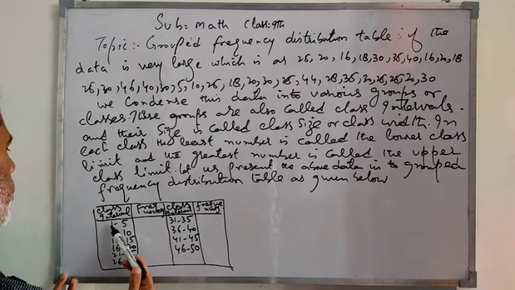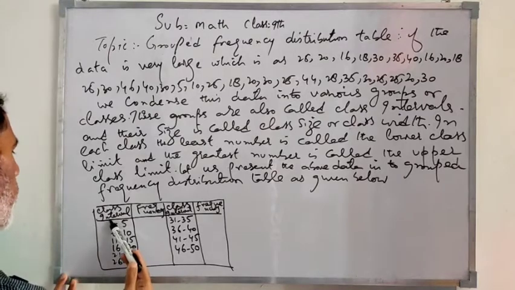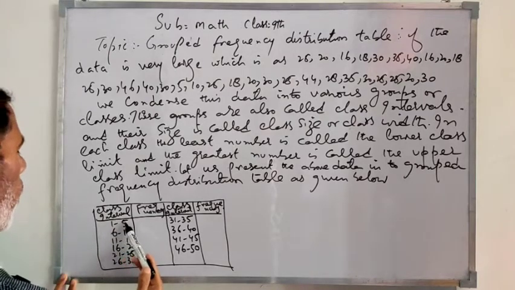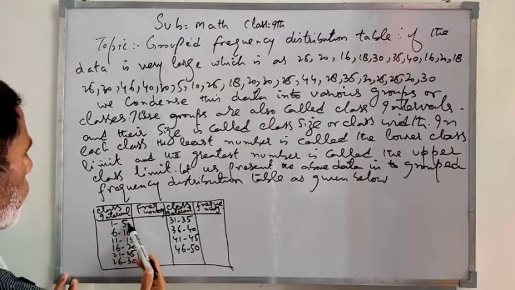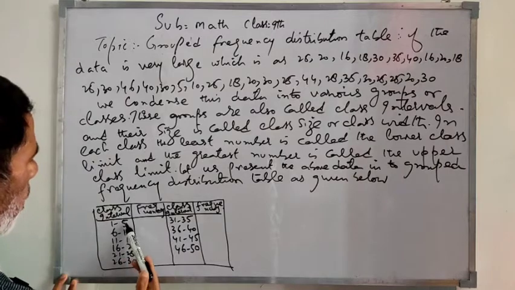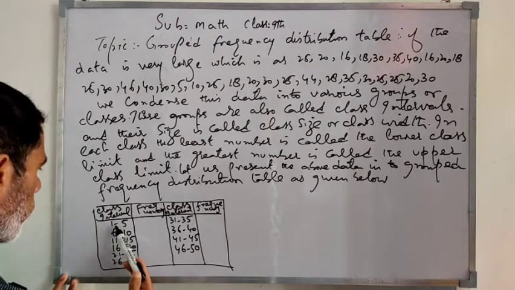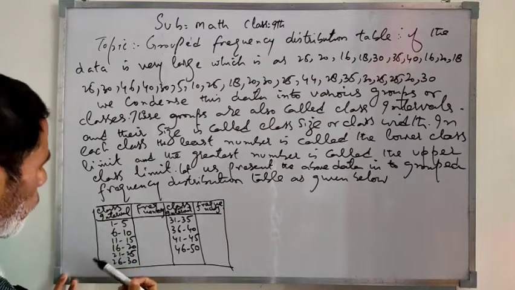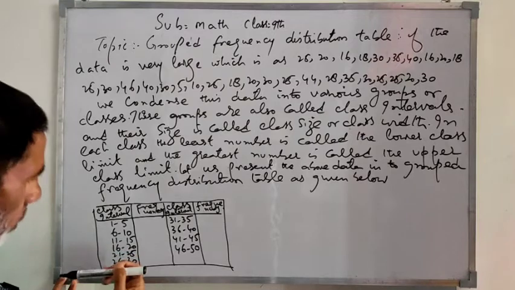This is the first class, starting from 1 to 5. 1 is the lowest value, 5 is the highest value in the first class. 1 is called the lower limit, 5 is called the upper limit of this class. The difference between the upper limit and lower limit, that is 5 minus 1, equal to 4, is called the class size or class width.